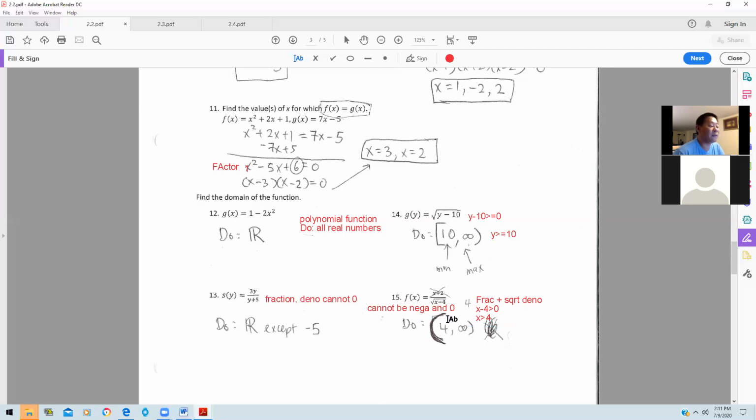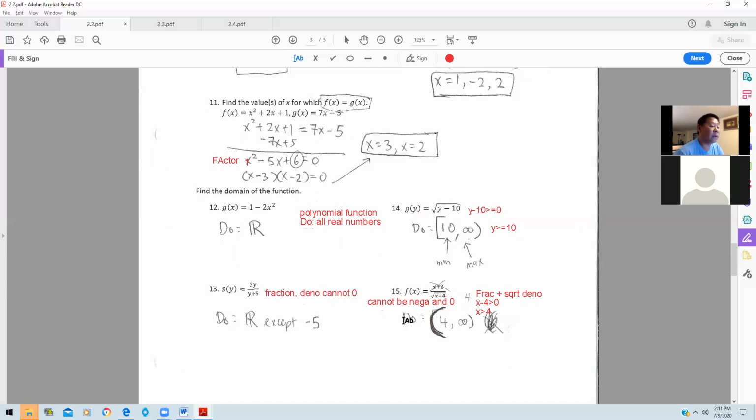And you can tell the difference here: this one we use a bracket, meaning we include 10. This one we use parentheses, meaning we do not include 4. You guys doing all right here so far with this? Anyone have questions?